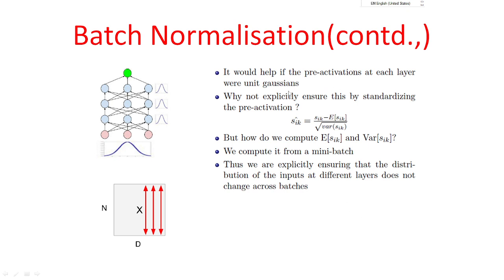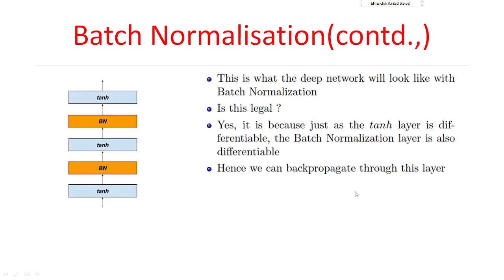So we standardize the pre-activations to unit Gaussians. You just change the mean and the variance values, you are normalizing it. That's why it's called batch normalization, as that batch alone is normalized. Then we compute it. How do we compute this? We compute it over a mini batch. We are expecting the distribution of the inputs at different layers does not change across the batches.